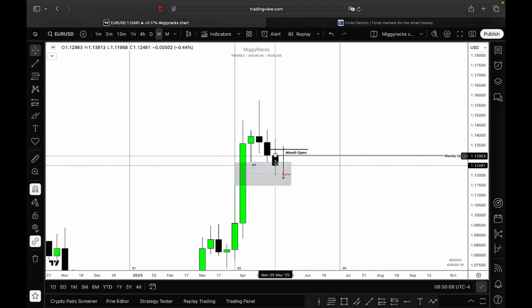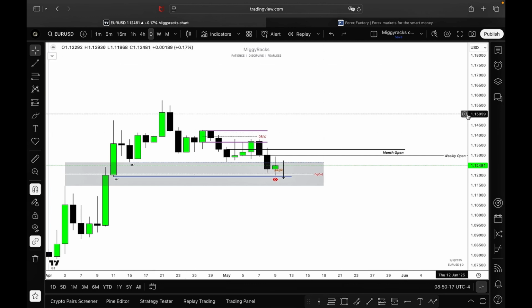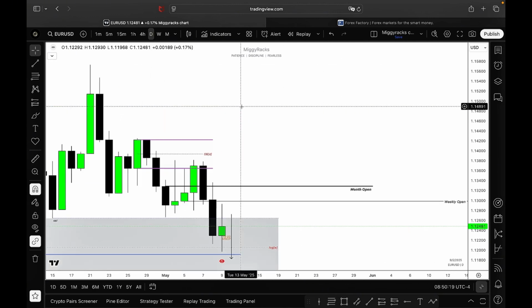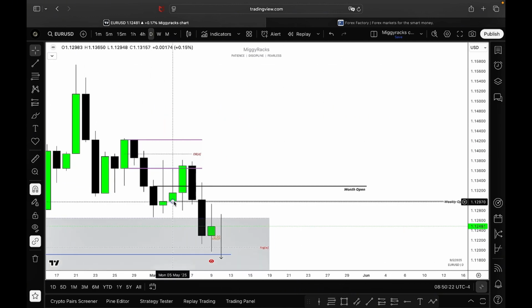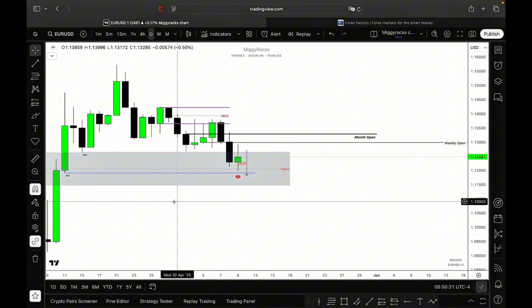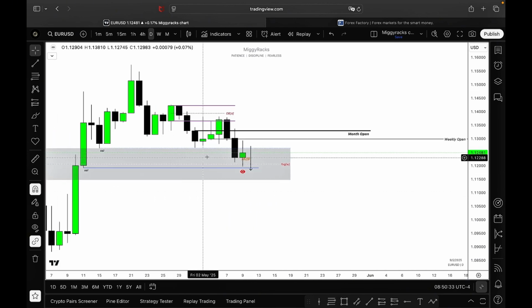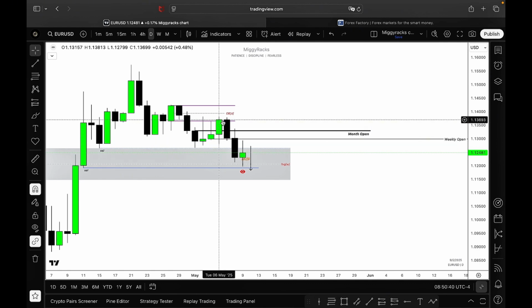So I wanted this candle to print lower, dig deeper into this weekly fair value gap, and then we see what we do from here next week. On the daily time frame, here is the Monday, the 5th of May, the previous week's open, which I wrote here as weekly open. What I stated in my previous video clip was that I wanted price to move higher and then move lower.